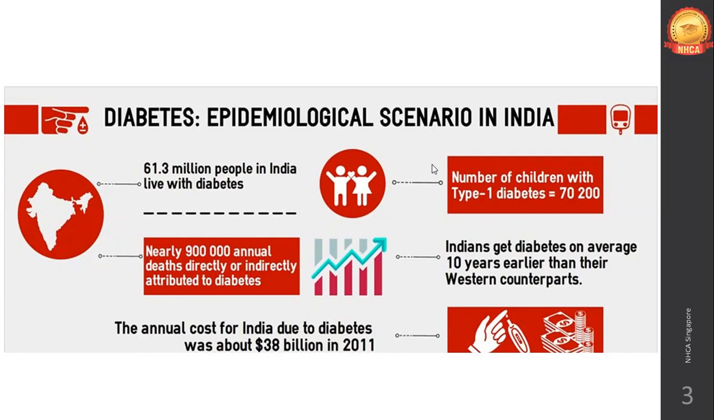Number of children who live with type 1 diabetes: as I mentioned, type 1 diabetes is also called juvenile onset diabetes. The majority of type 1 diabetes takes place in young children. Indians get diabetes on an average of 10 years earlier than their Western counterparts.